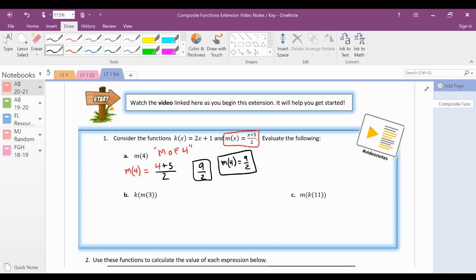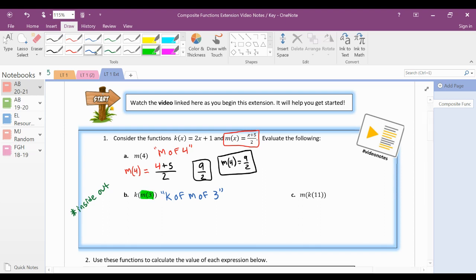Now, if you look at part B here, you'll notice there's an extra set of parentheses, an extra function in here. So if I had to read out the directions of this one, it would be to find k of m of 3, which is kind of complicated, k of m of 3. One important thing to note when we are looking at composite functions is that we want to work from the inside out, meaning we want to begin in the middle, or the furthest inside that we can. So I'm going to start with this chunk here, this m of 3.